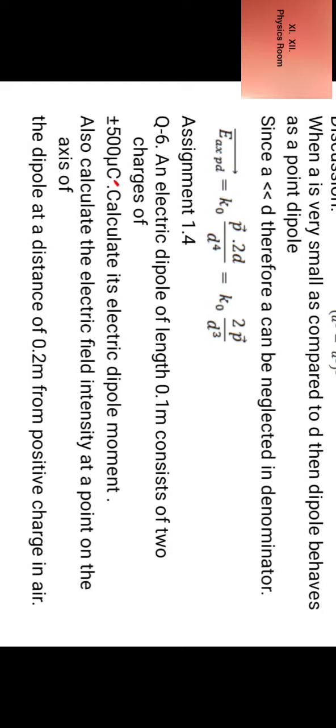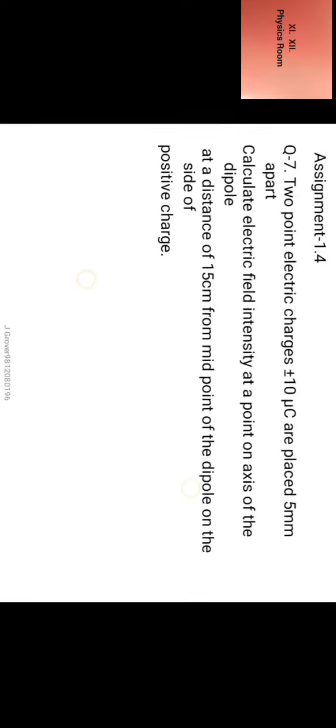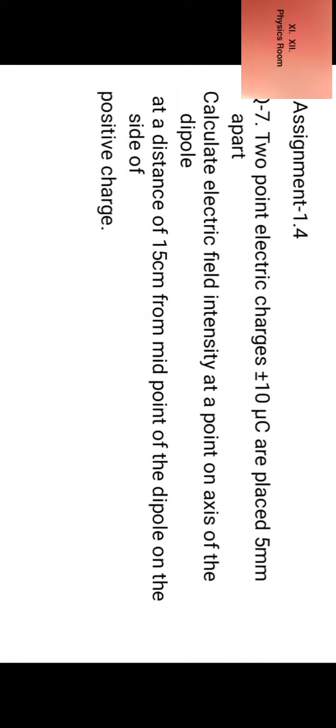Now continuing with assignment 1.4, question number 7. Two point electric charges plus minus 10 microcoulomb are placed 5 mm apart. Calculate the electric field intensity at a point on the axis of the dipole at a distance of 15 cm from the midpoint of the dipole on the side of the positive charge. So you solve these questions on the basis of the text that you have learnt.